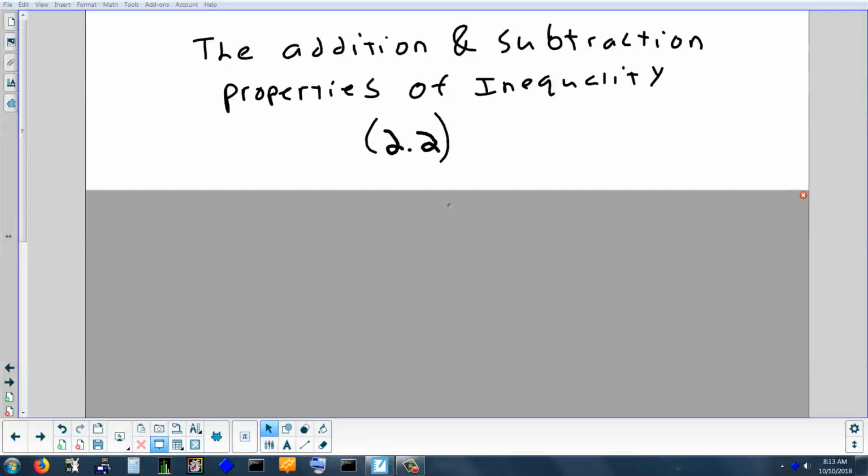Okay, so our second section we're going to look at this week is 2.2. So it's solving inequalities, which is very similar to solving equations. The only difference is instead of an equal sign, can somebody tell me one of the symbols you might have in place of the equal sign?